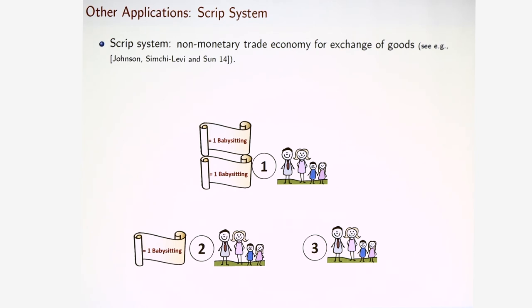Also, there's a very interesting example I read from this paper by Johnson, Simchi-Levi, and Sun, which is the analysis of a scrip system. So scrip is a coupon. In this system, it's a non-monetary economy where you trade coupons for services. Actually, in DC, there are 150 families who have babies to babysit. And they are tired of spending all this money on hiring babysitters, so they decided to help out each other. So initially, they each get a number of coupons. Once they help out, the neighbor will give them a scrip or a coupon. And the platform can decide when to decline a trade.